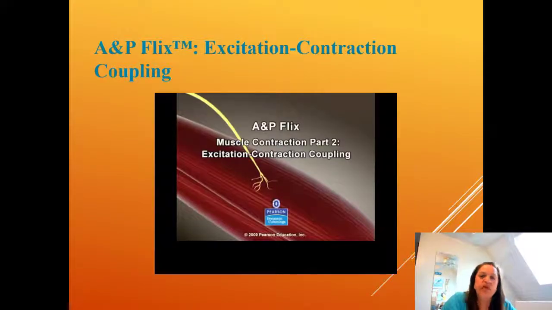Again, muscle contraction part 2, excitation contraction coupling. Go find it, go watch it. This is confusing stuff, right? Make sure you are doing all the things you need to do to make sure that you can follow this.